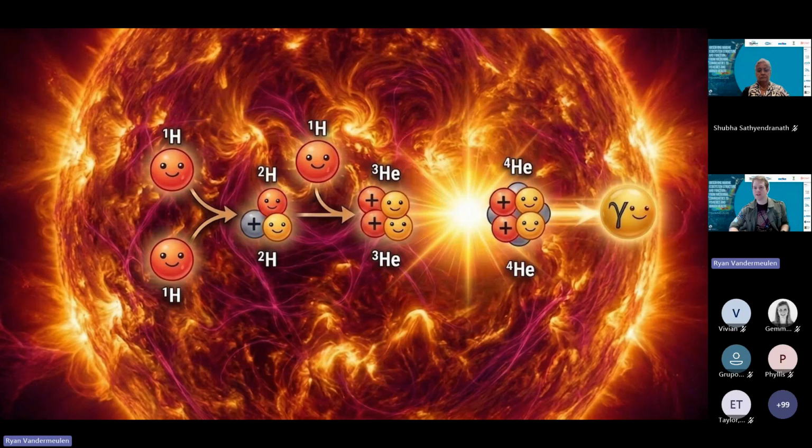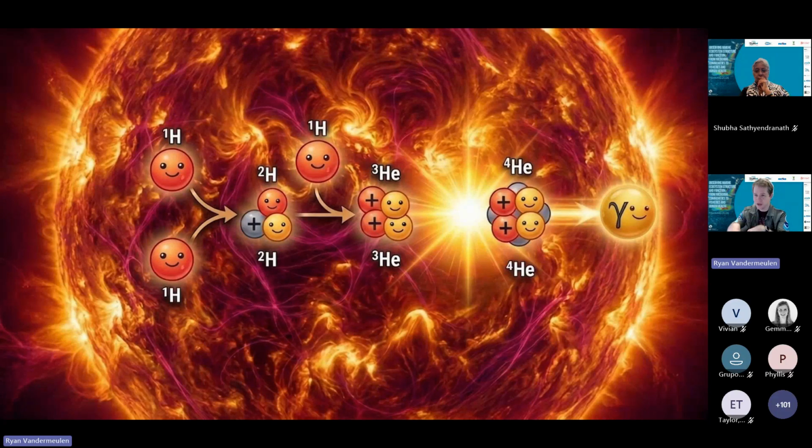So deep in the core of the sun, gravity has spent billions of years compressing hydrogen into an environment that's essentially a giant natural fusion reactor. So at temperatures of around 15 million degrees Celsius, hydrogen nuclei are moving fast enough that occasionally they overcome their natural electrical repulsion and collide. Through a series of reactions called the proton-proton chain, hydrogen atoms are gradually fused together to form helium.